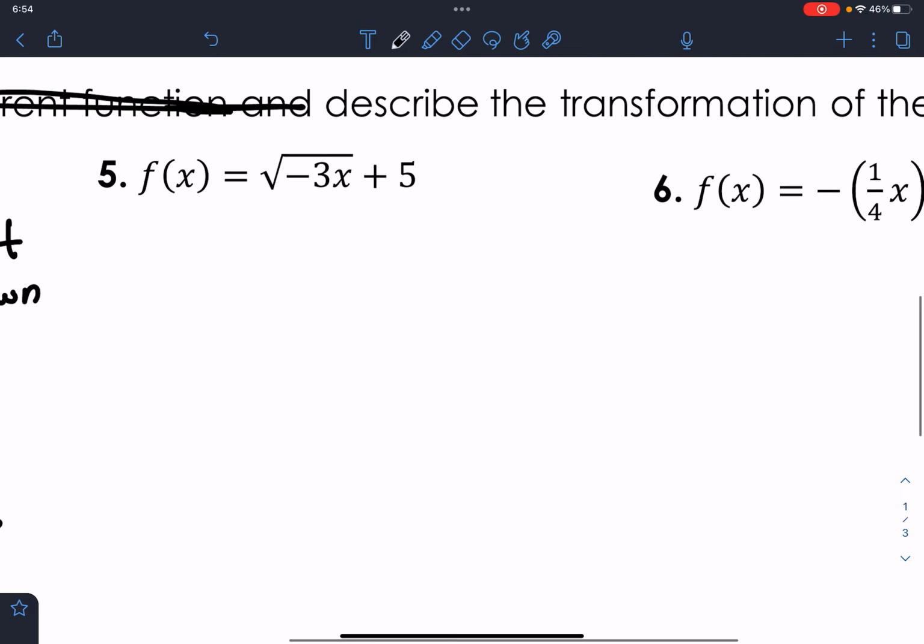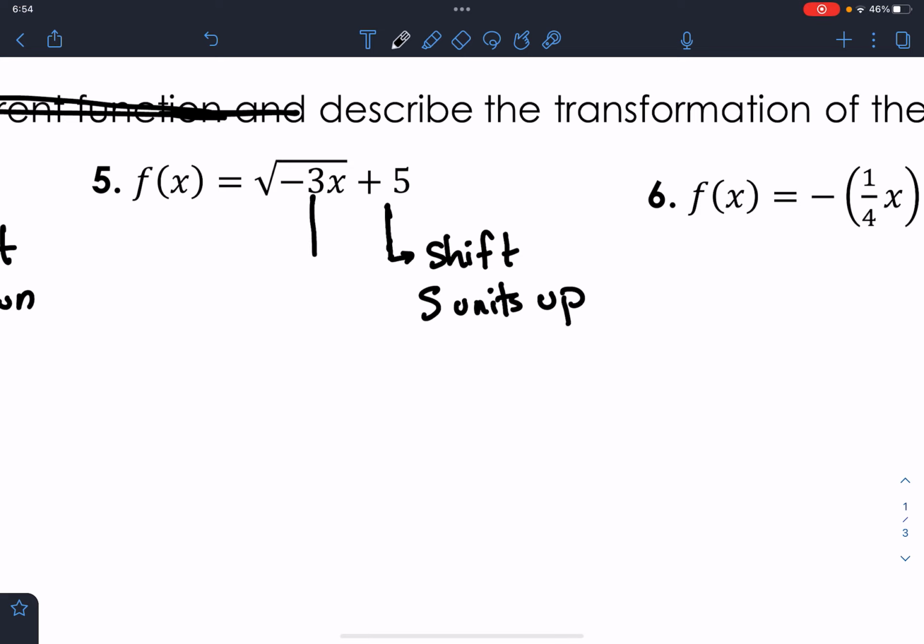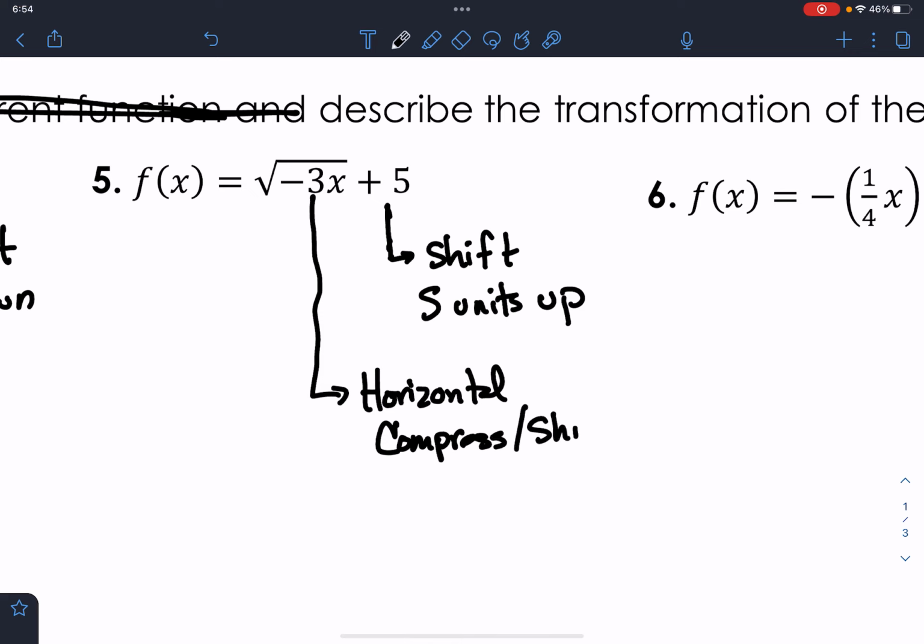Now for number 5, the 5 on the outside, that's going to result, again, just like the last example, in a vertical translation. So this is going to shift vertically 5 units up. Now the 3, because it's on the inside, this is a horizontal dilation, and that is going to compress it, or the word shrink is I believe the one I used, shrink by the reciprocal of 3. So we're going to shrink it by 1/3.